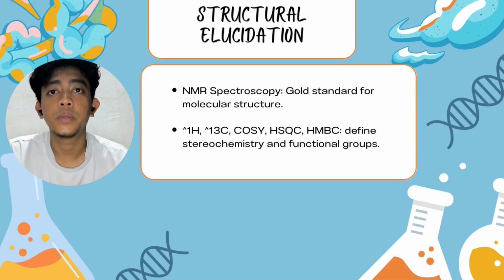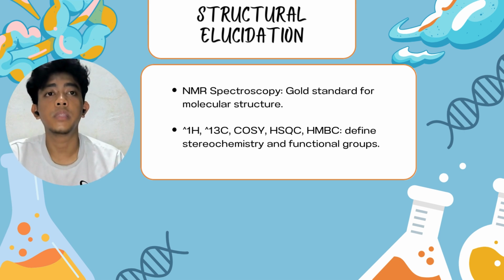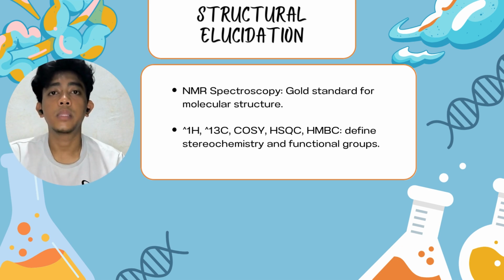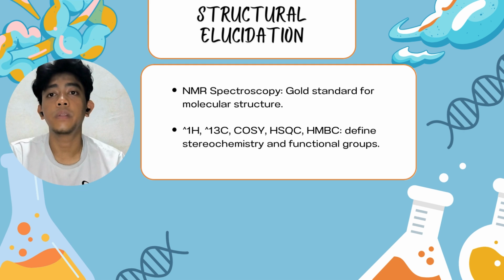Nuclear magnetic resonance spectroscopy, or NMR, is the gold standard for determining the molecular structure of alkaloids. It reveals how atoms are arranged and connected, including the stereochemistry and functional groups. Techniques like 2D NMR, COSY, HSQC, and HMBC enable in-depth analysis of even complex structures like vincristine or morphine.